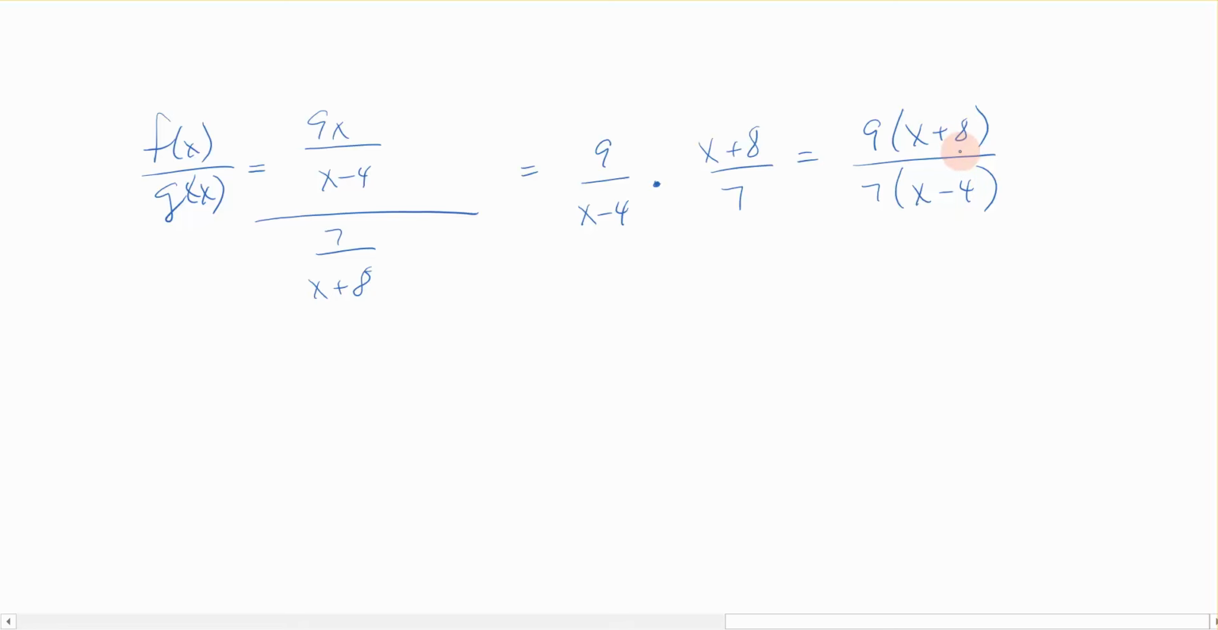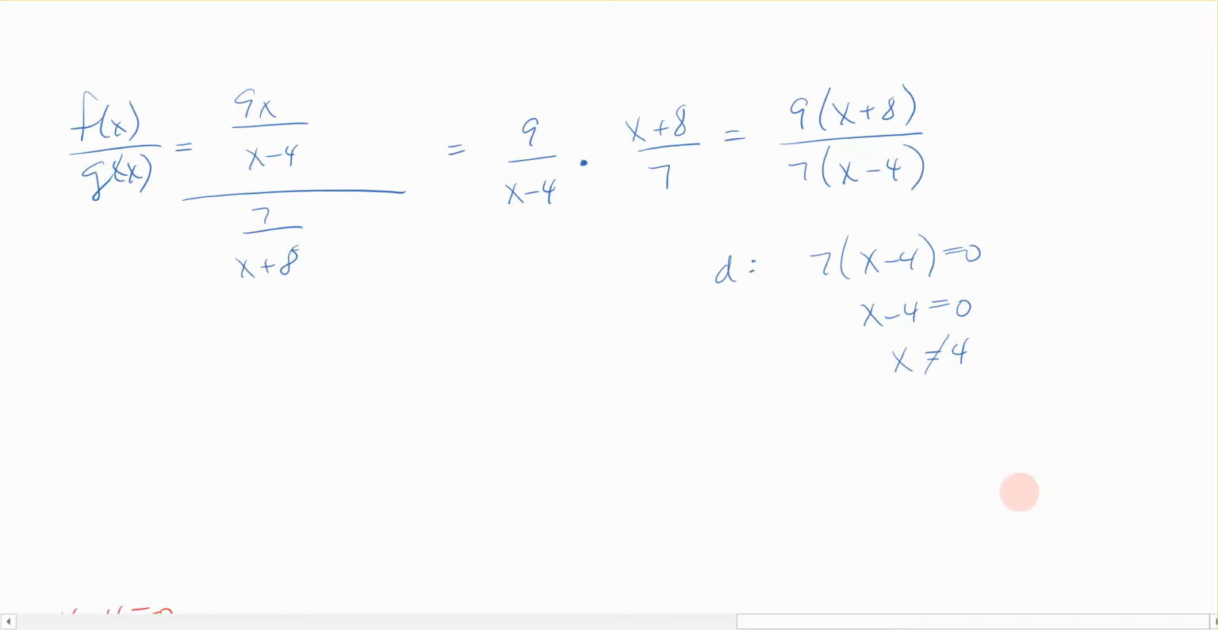But to find the domain of this function, we're going to look at the denominator here. The domain is where the denominator is equal to 0. So 7 times x minus 4 equals 0. This 7 divides off, and I have x minus 4 equals 0, or x is equal to 4. So 4 is the number that I have to throw out. It's what's going to cause the denominator to be 0. So the domain would look like negative infinity to positive 4, union positive 4 to positive infinity. And that's the domain of this new function that we created.